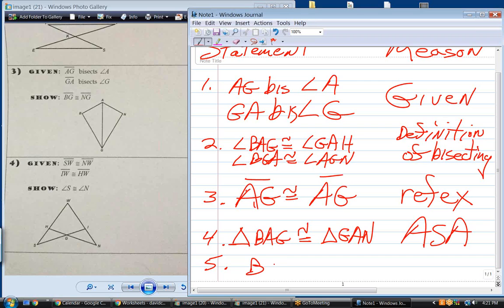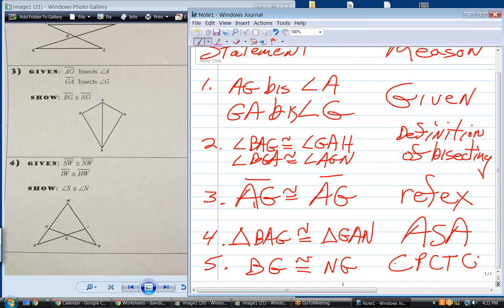BG is equal to NG. Why? See, they have a 5-letter thing they use. Oh, we talked about this in class. What is it called? CPCTC. Congruent properties of congruent triangles are congruent.